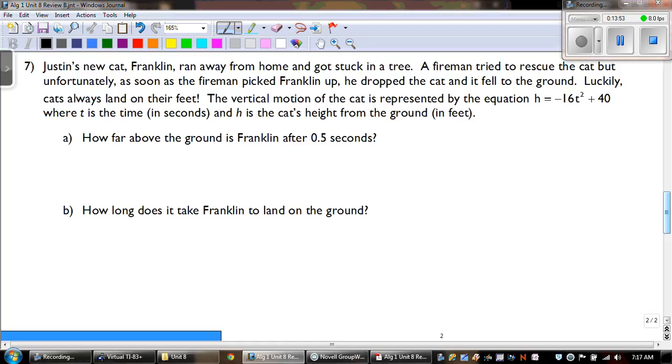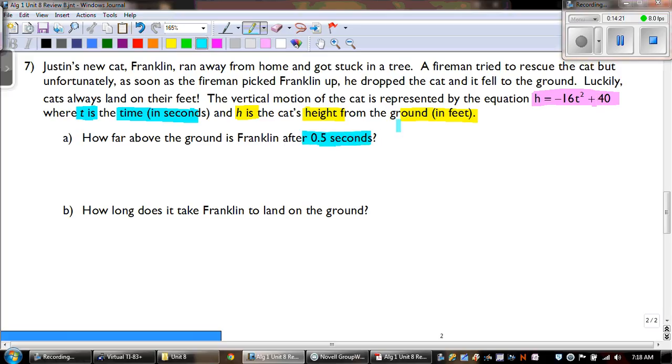Now, the vertical motion of the cat is represented by the equation h equals negative 16t squared plus 40, where t is the time in seconds, and h is the cat's height from the ground in feet. Okay? And the next thing that we really need to know is that equation. All right, so how far above the ground is Franklin after 0.5 seconds?